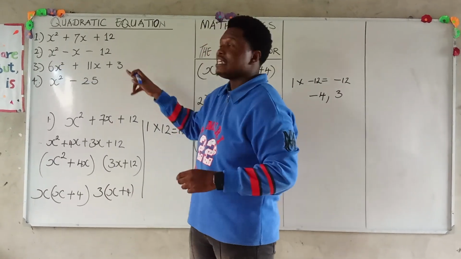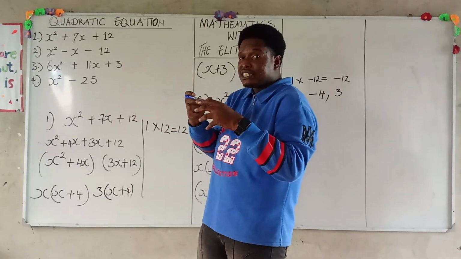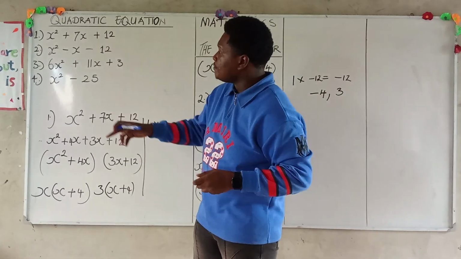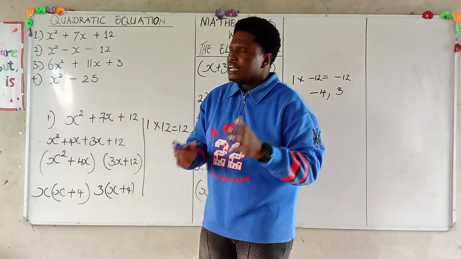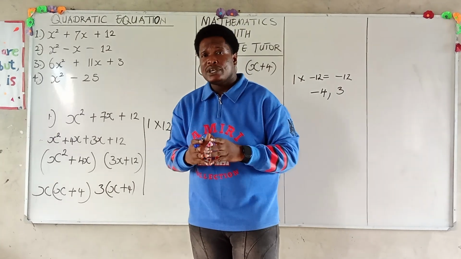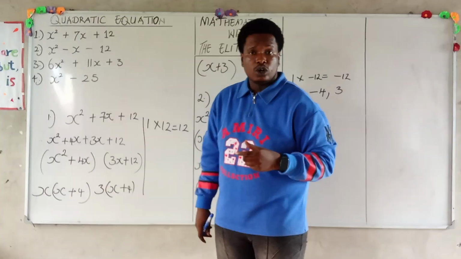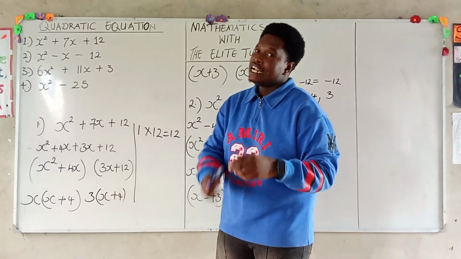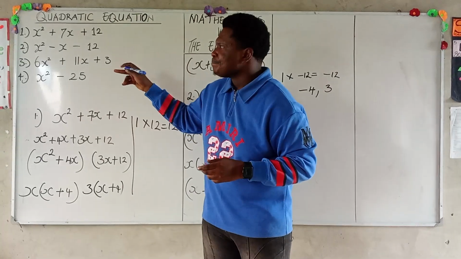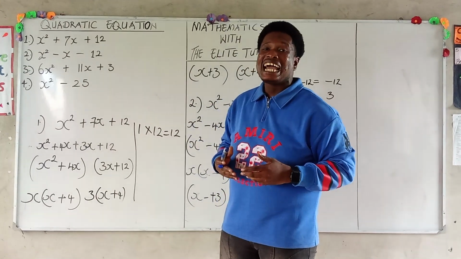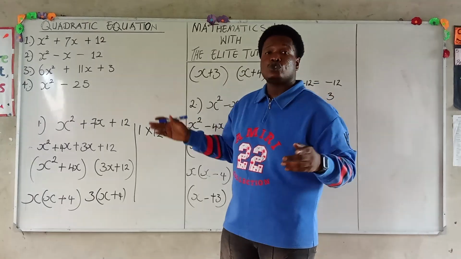6 times 3 gives us 18. We look for two numbers that when we multiply will give us 18, and when we sum will give us the middle number. Don't forget, it must meet those two criteria. The middle number is 11. Now I'm going to just give you a little secret. Those numbers are simply 9 and 2. How do I know? 9 times 2 is 18, and 9 plus 2 is 11.